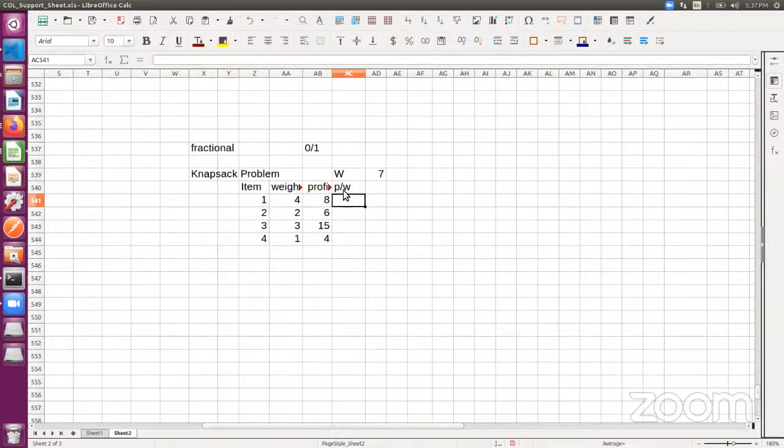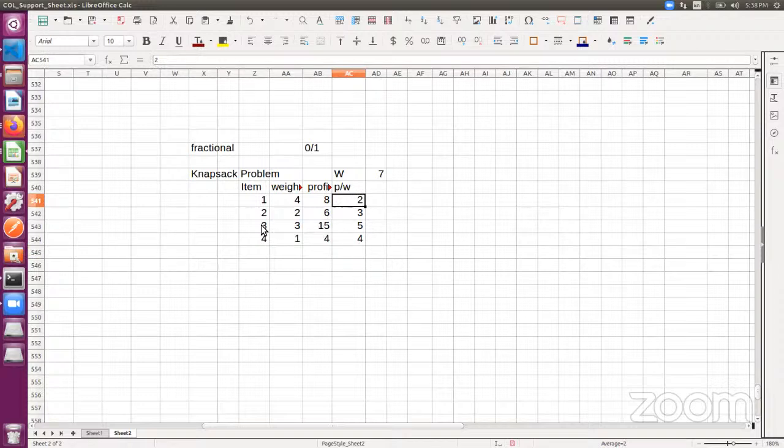So now let us find out the profit by weight ratio. What is P by W for the first item? 2. For the second item? 3. Third item? 5. Fourth item? 4. To find out in which order we need to sequence is very simple. Just take the two extremes. Item 3 is having profit to weight ratio 5 and item 1 is having profit to weight ratio 2. So just compare.